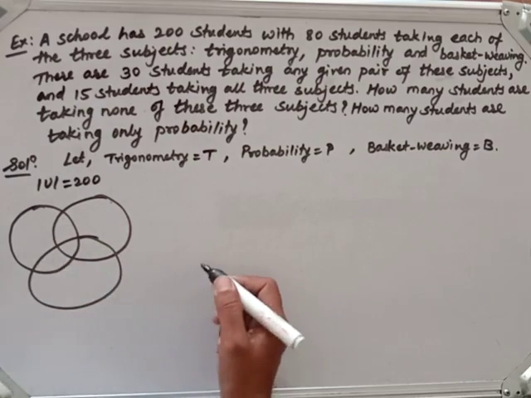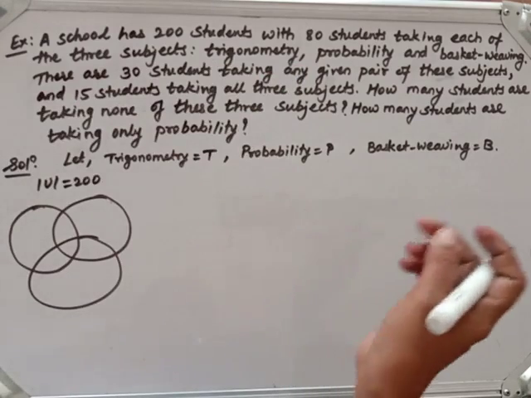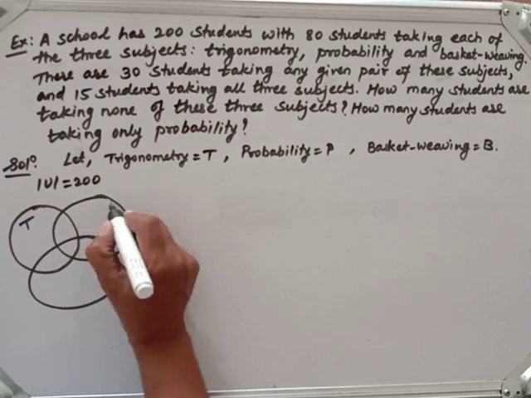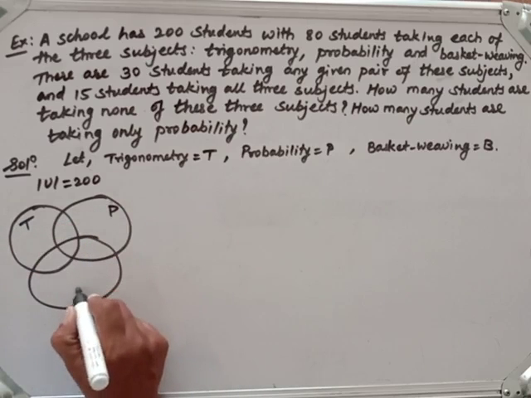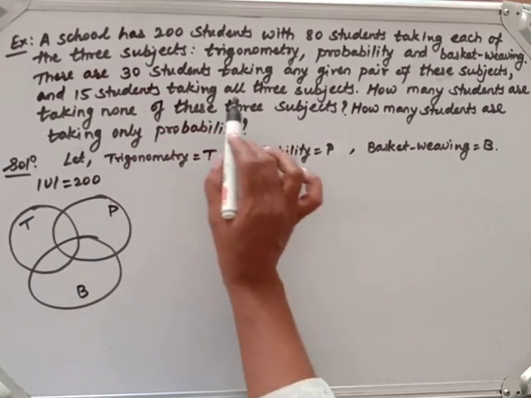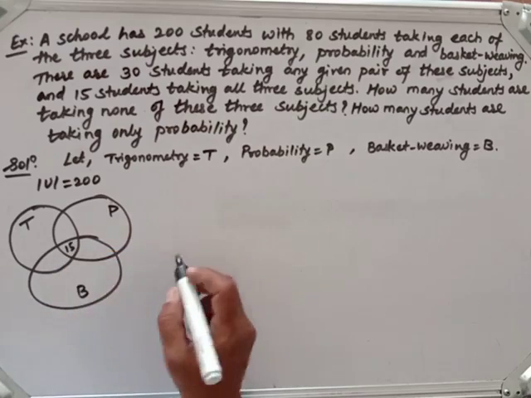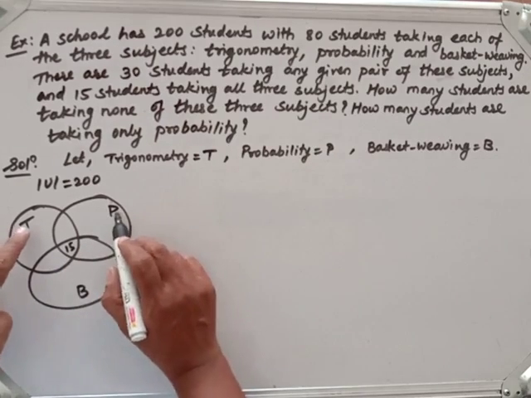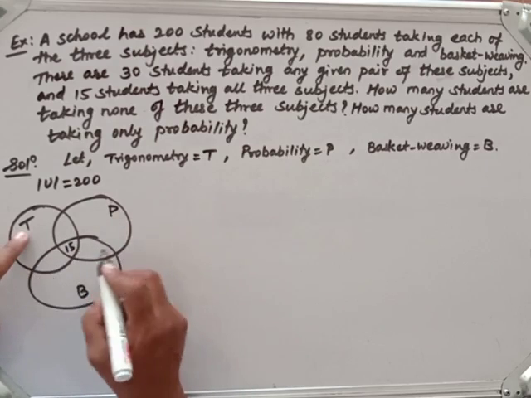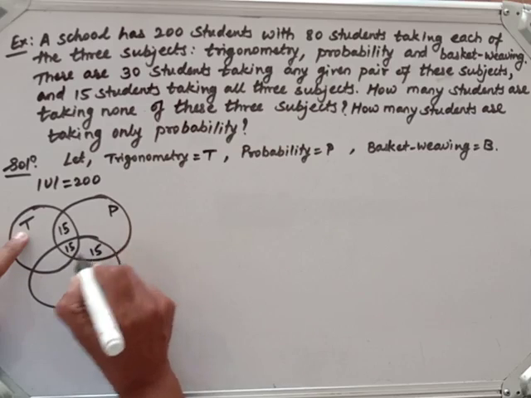Now what this says, 80 students take each of the subject, 30 students take pairwise. Now let it be T, this is P, and this is suppose B. Okay. Now 15 students taking all the three. So here how much we get? 50. Now here the intersection is 30, here also intersection 30, here also intersection 30. 15 is there. So for each one 15 are left.